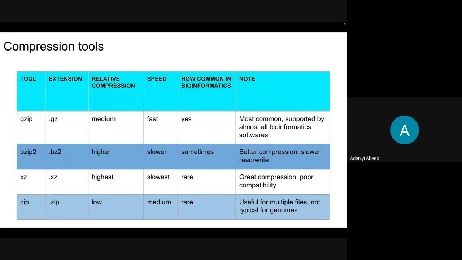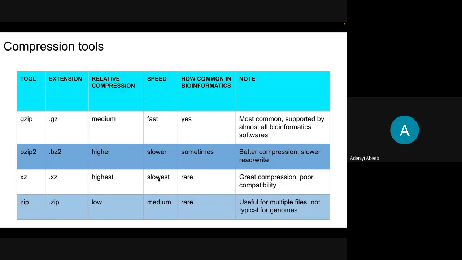I don't want to spend a lot of time on this, but this is just to tell you that these are the tools that we have. When you compress any file using gzip, what you have is .gz, and the relative compression is medium. As you can see, despite the fact that xz has the highest compression ability, so it's able to compress a file very well, it's not widely adopted by the bioinformatician community. And the reason why is the speed. The speed is very slow compared to gzip. It is the slowest.